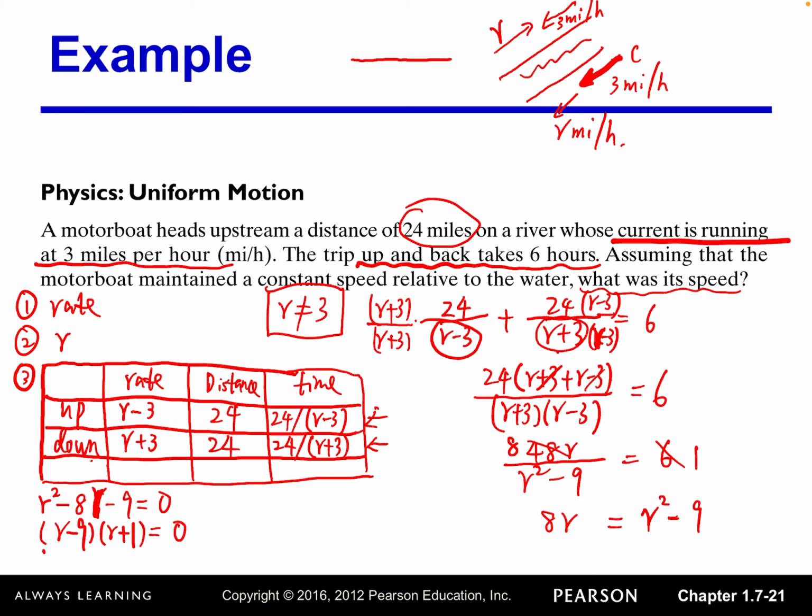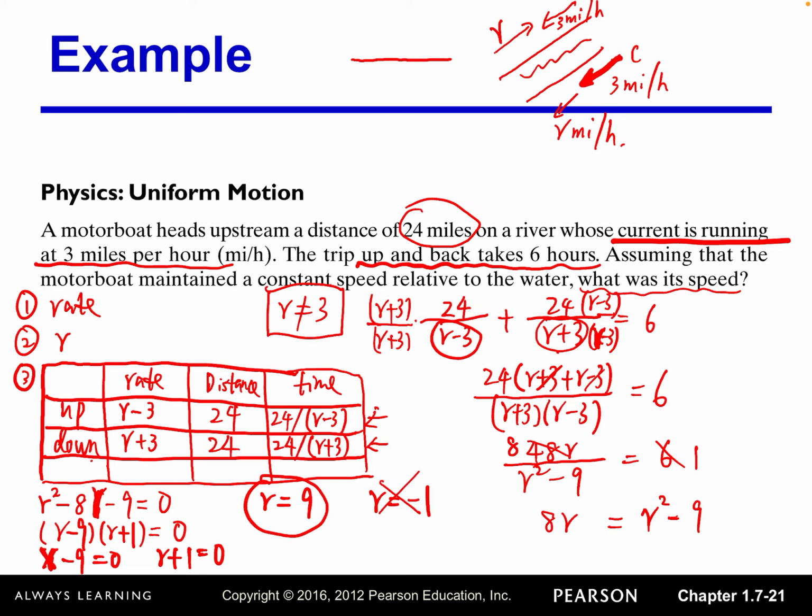And then with the zero product rule, we can set each factor equal to 0. So that's r minus 9 equal to 0 or r plus 1 equal to 0. So we easily solve: either r equals 9 or r equals -1. Again, r represents the motorboat travel rate, right? So it cannot be negative. So this solution we can discard. So finally, we know the motorboat constant speed relative to the water is 9 miles per hour.